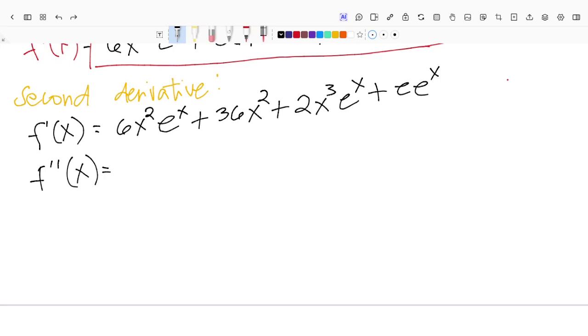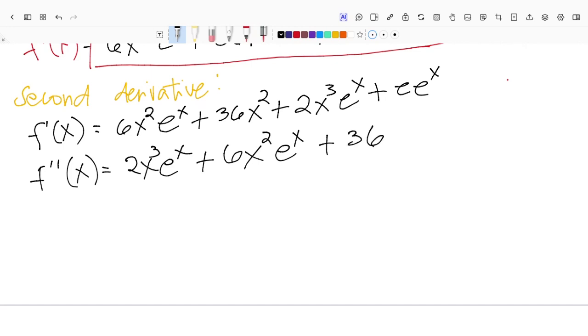To find the second derivative, we need to arrange the equation first to 2x cubed e^x plus 6x squared e raised to x plus 36x squared plus e^x. And now from here, we use the product rule.